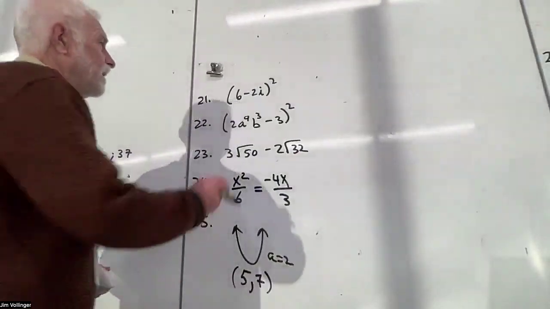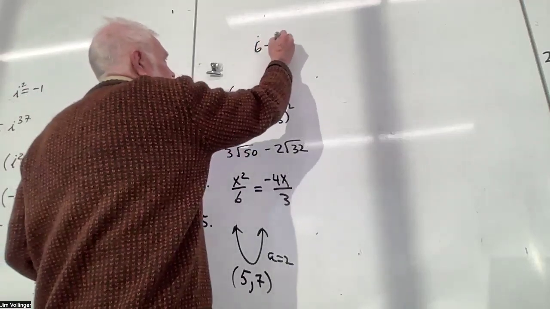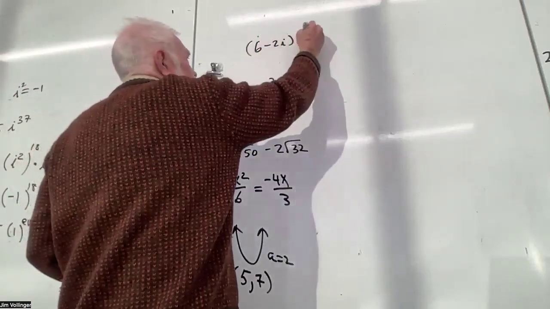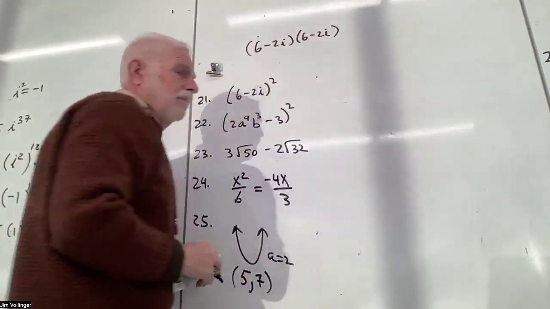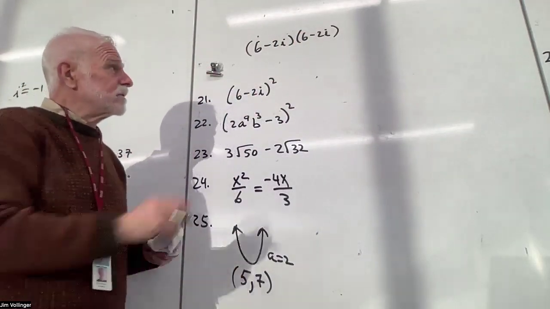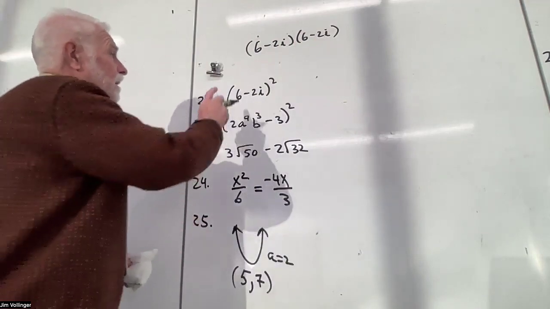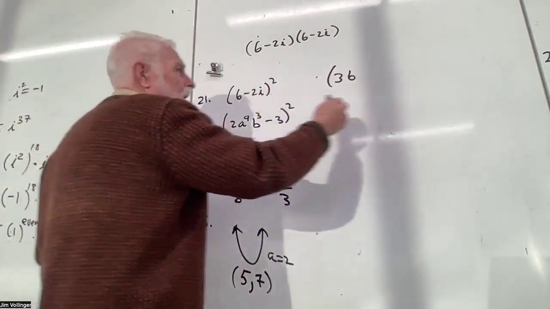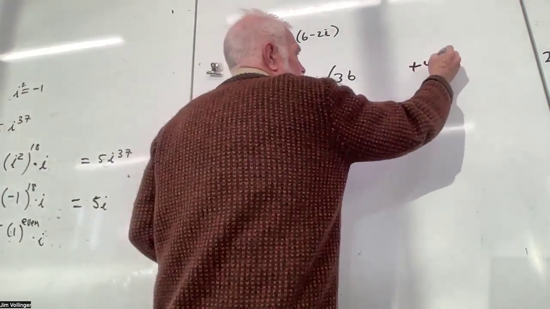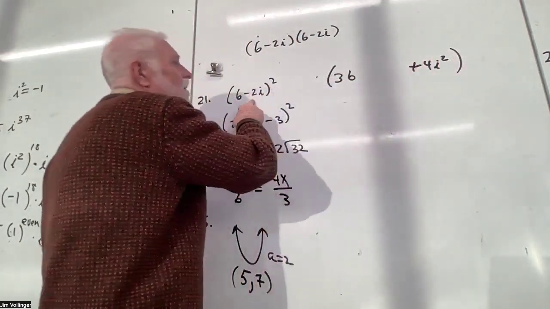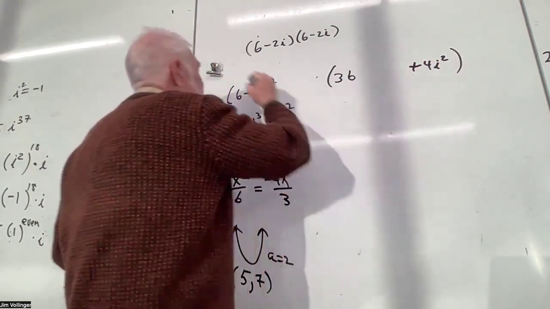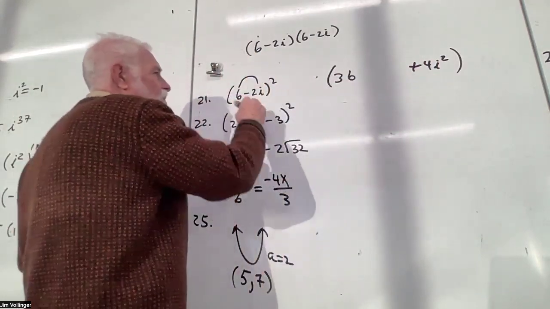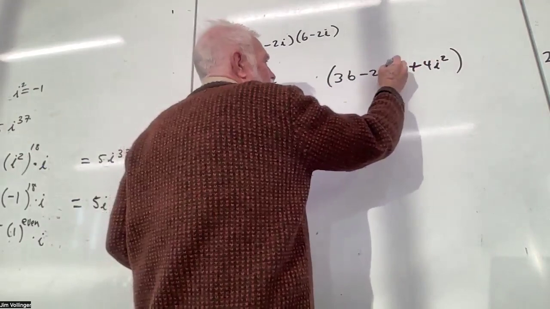Binomial squaring. At this stage, you should not have to do 6 minus 2i times 6 minus 2i. You're missing the essence of the course if you're still having to do that. Your answer comes from squaring the first term, squaring the last term, 4i squared. When you square something, you always get a positive. And then doubling the middle term, -12 becomes -24i.